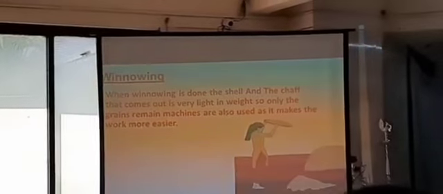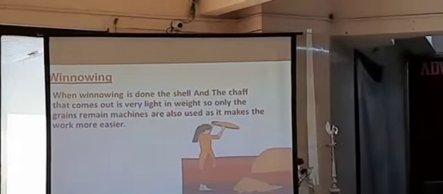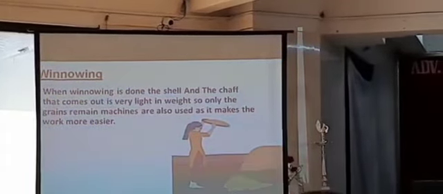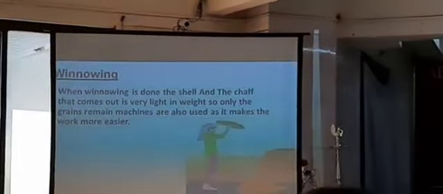Next is winnowing. When winnowing is done, the shell and the chaff that comes out of it are very light in weight. So only the grain remaining in the machines are also used, as it makes the work much more easier.